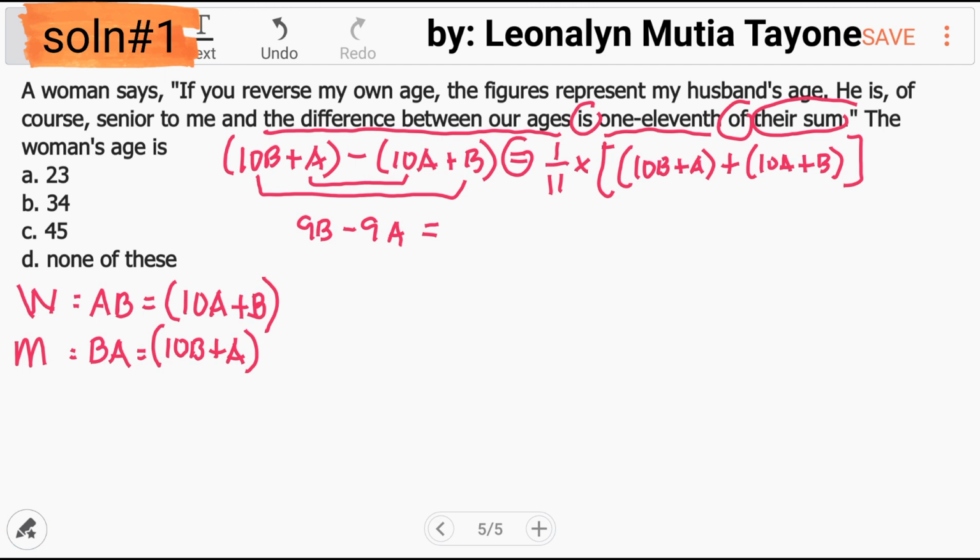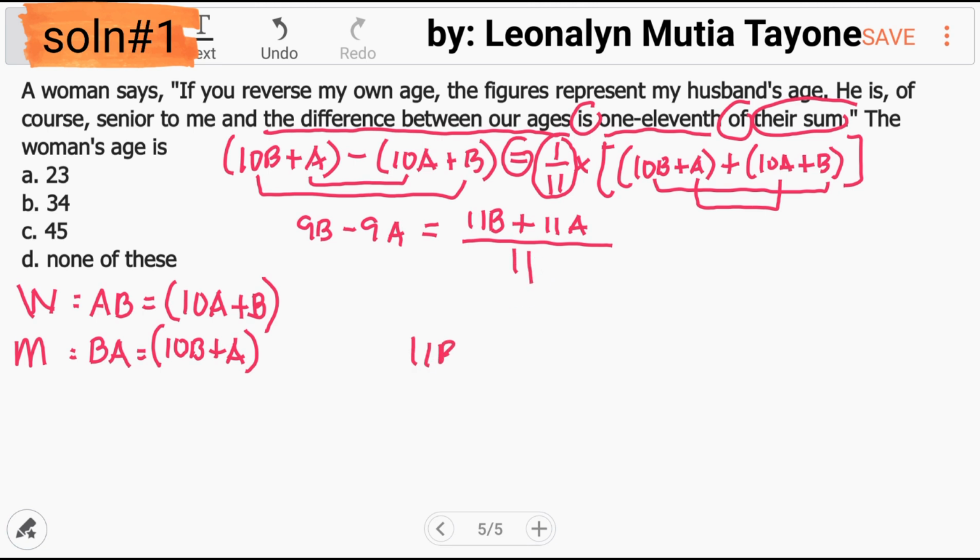Again, ipagsama yung mga like terms. 10b plus b, and that is equals to 11b. A plus 10a, and that is equals to plus 11a. Itong 1 over 11, kasi i-multiply natin sa 11b plus 11a, that is equals to over 11 lang din.